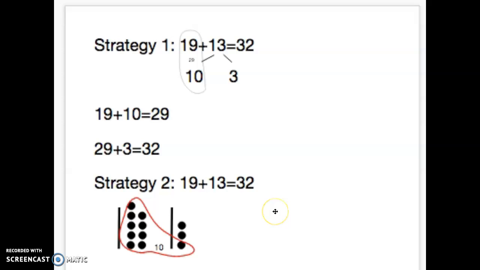For strategy 2, using your quick tens and ones drawing, here I drew 19, 1 ten and 9 ones, plus 13. I'm looking at my 9 ones right here. I know that 9 needs one more to make a 10. So I took this 1 and combined it right here to make another 10. So now I have 1, 2, 3 tens, and 2 ones, which makes the number 32.